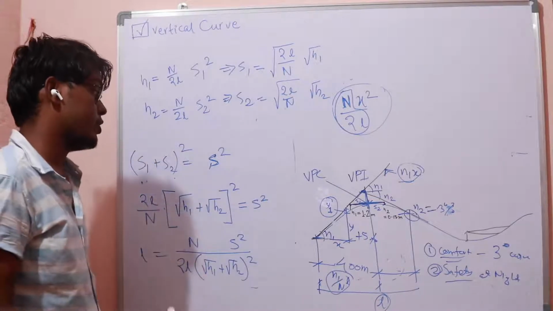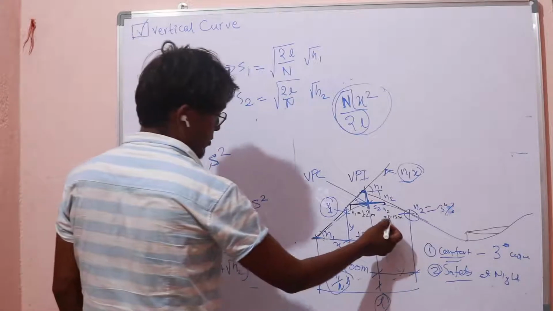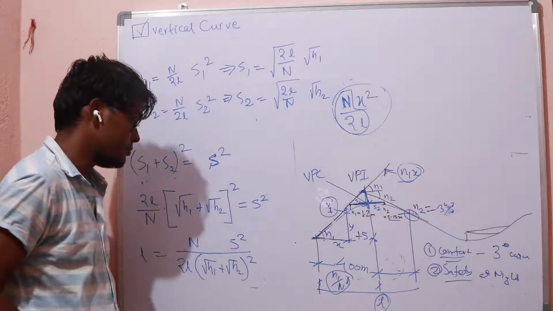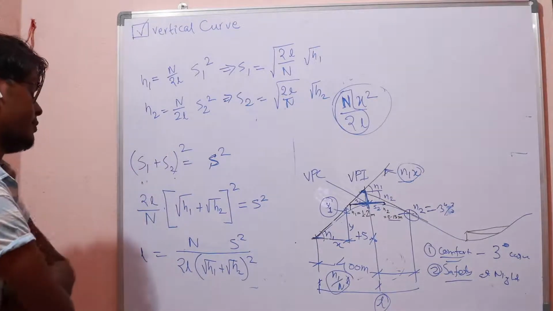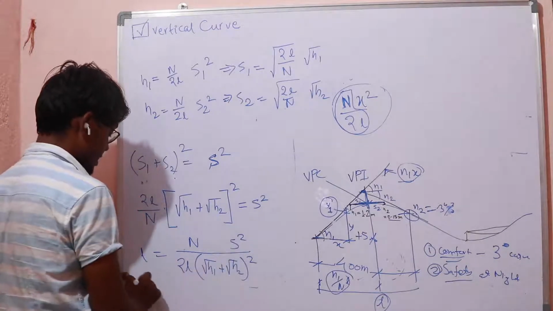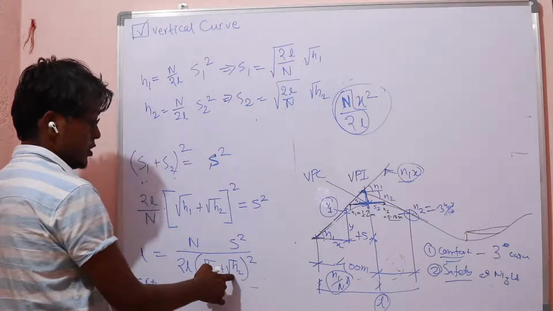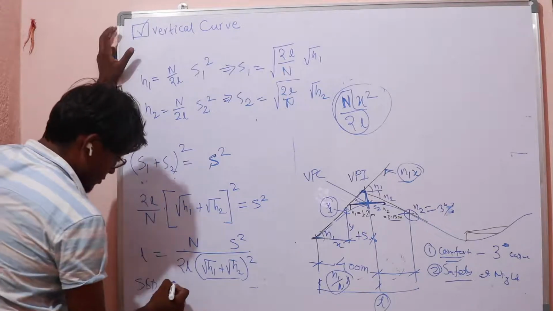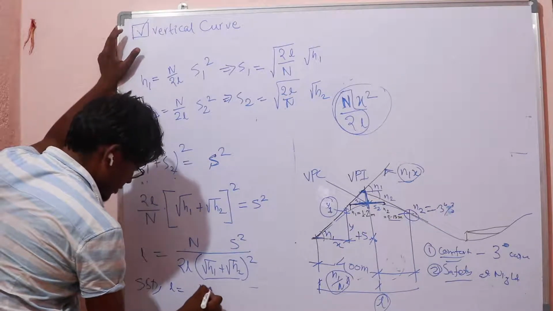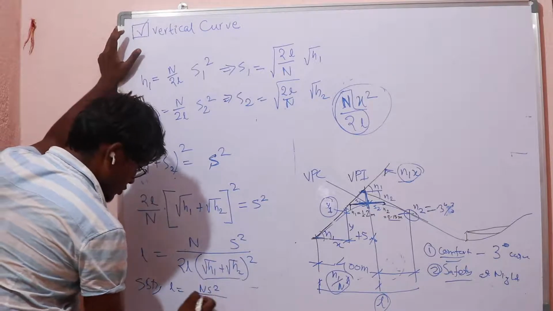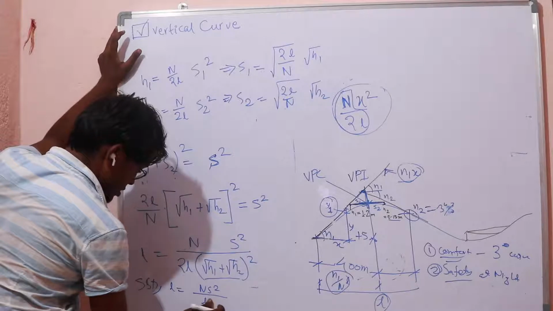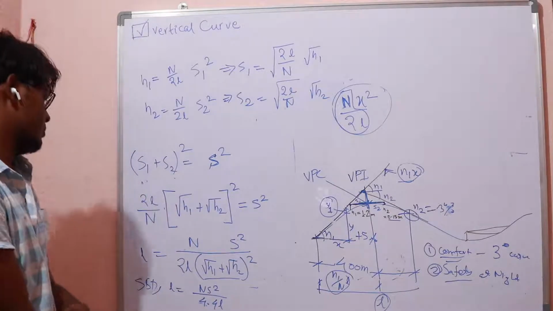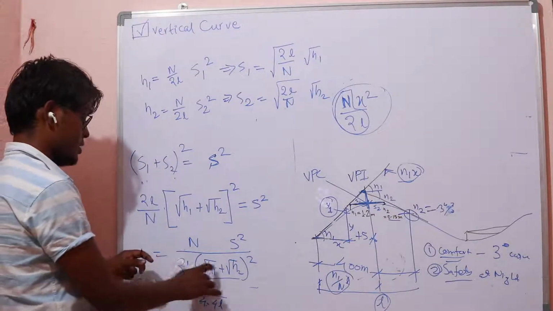considered to be 1.2 meter above the road surface and the obstruction is the normal standard height of 15 centimeter. So if we are finding stopping sight distance, h1 becomes 1.2 and h2 becomes 0.15. In that case, if we solve the equation, L equals n s squared over 4.4. This 4.4 is a constant and these two are given.